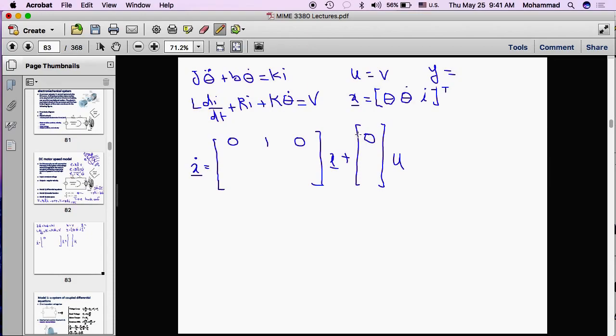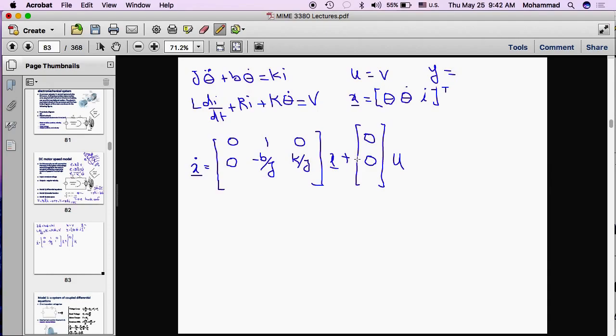The second member of x dot is theta double dot. And theta double dot, according to the first differential equation, is a function of theta dot and I. Can you see that? So there is no theta in theta double dot, so that tells me the first element is 0. What is multiplied by theta dot is minus b over J. What is multiplied by I is plus K divided by J. And again, there is no voltage in that equation, so it's 0.